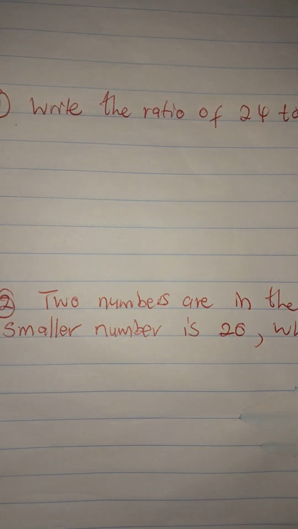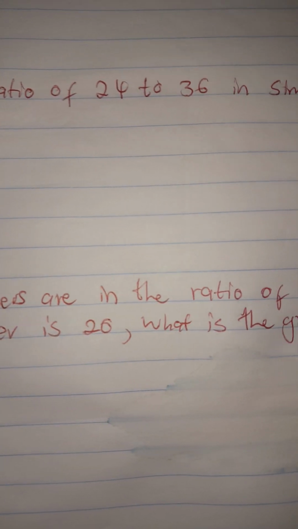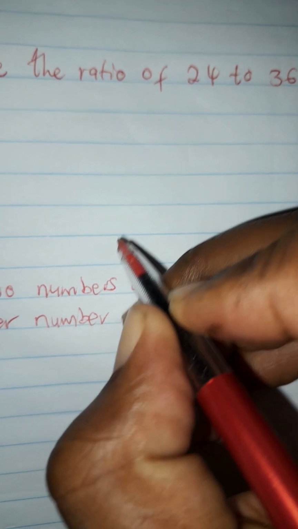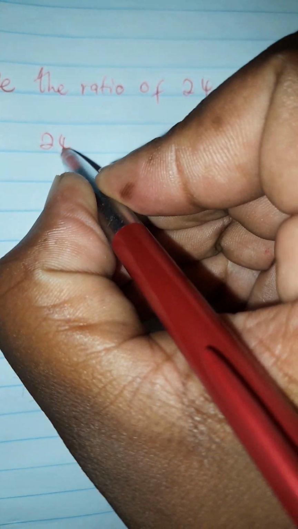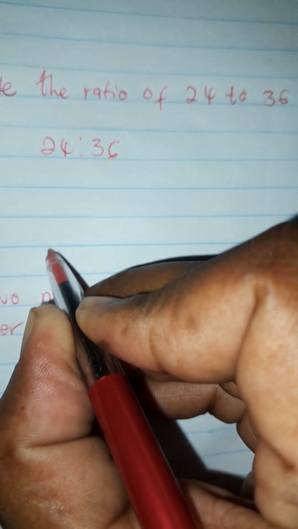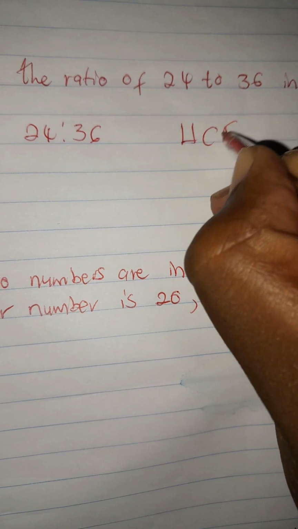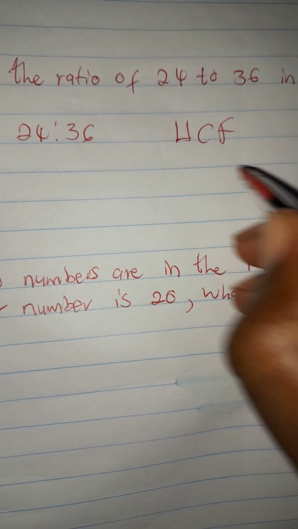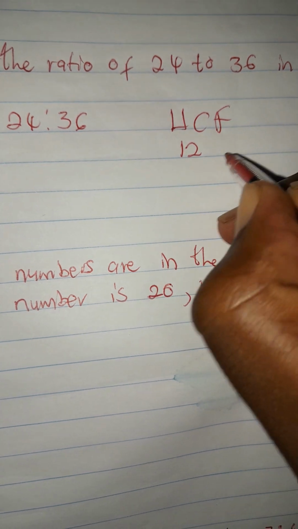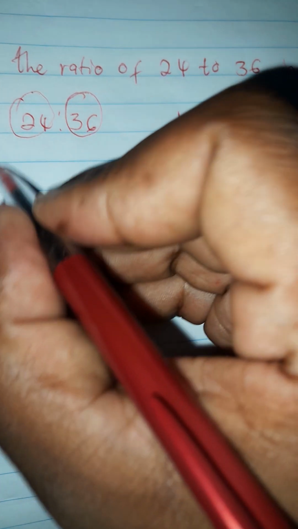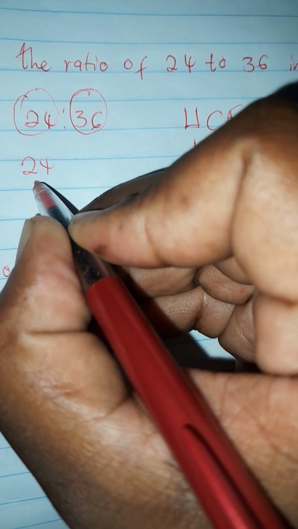The first question says, write the ratio of 24 to 36 in the simplest form. When they say in the simplest form, in other words, we have 24 is to 36. So when simplifying to the simplest form, we look for the highest common factor. The highest common factor here will be 12. Why 12? Because 12 times 2 will give us 24 and 12 times 3 will give us 36. That's the highest common factor. In other words, we are going to divide everything by 12.